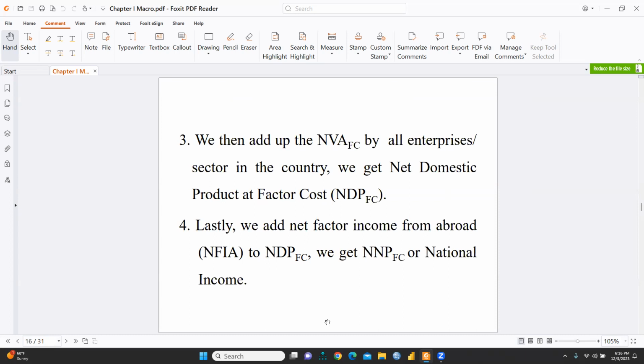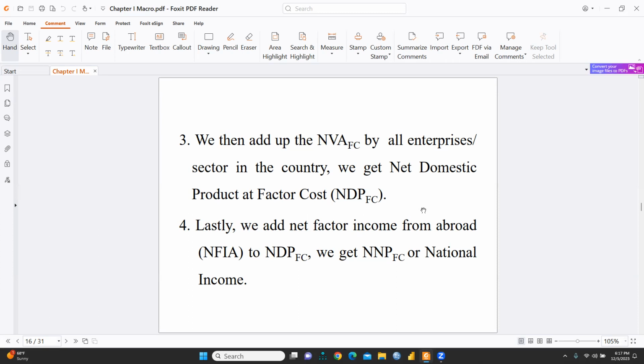Third point, we then add up the NVA at factor cost by all enterprise sectors in the country. We get net domestic product at factor cost. If we add all these things within the country, what we get is net domestic product at factor cost. We can call it NDPFC. And once we add net factor income from abroad, meaning NFIA, this NDPFC gives us NNPFC or national income. Why NNPFC? Because net national product at factor cost includes abroad transactions. Also, suppose our residents are working in a foreign country, and foreign country residents are working in our country.